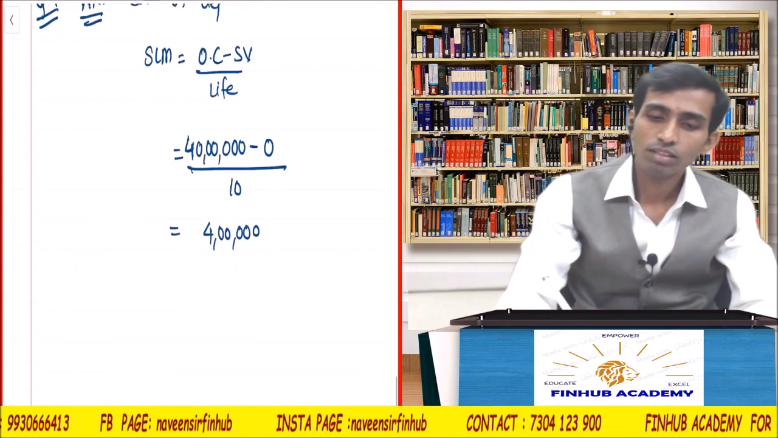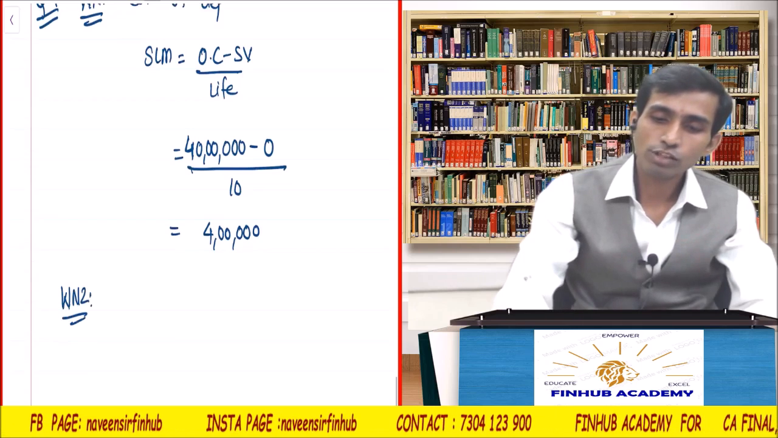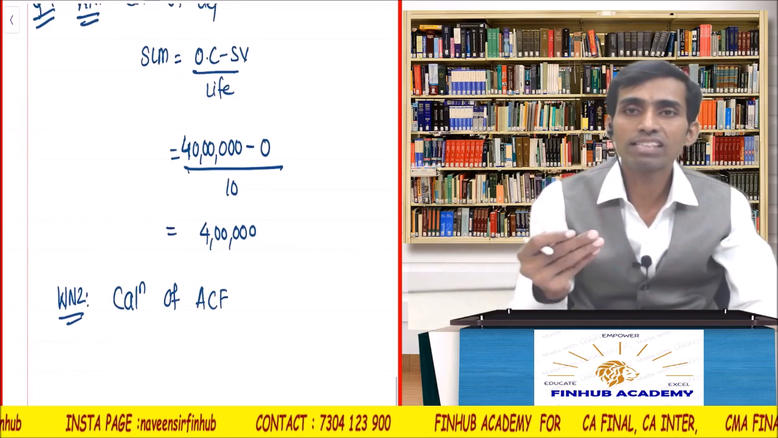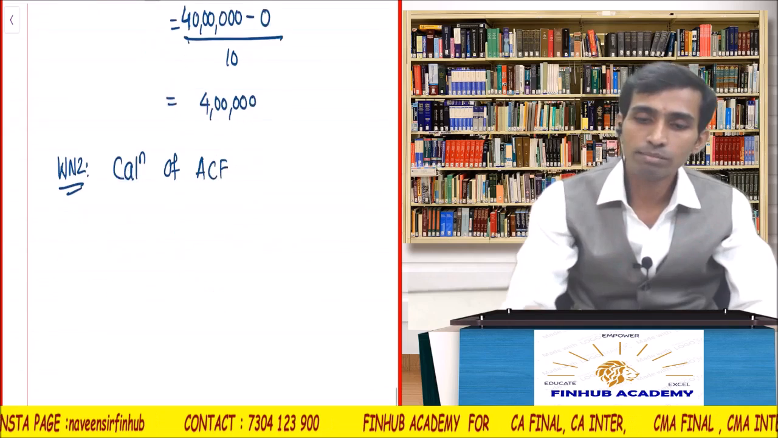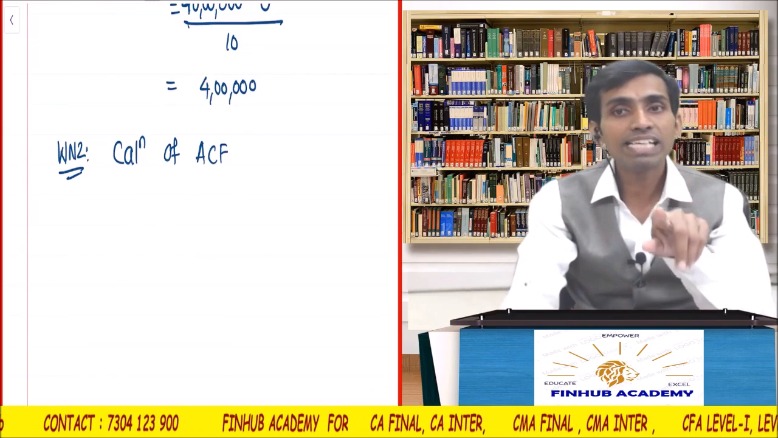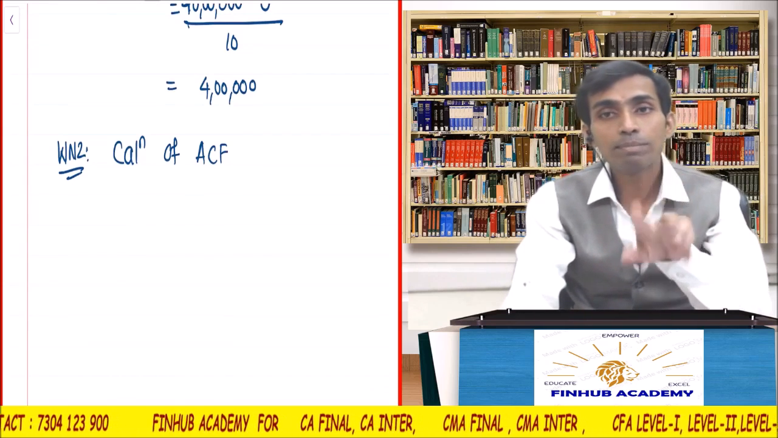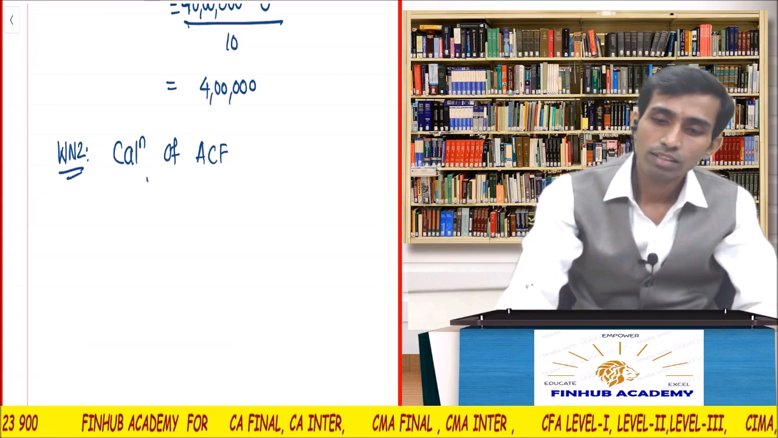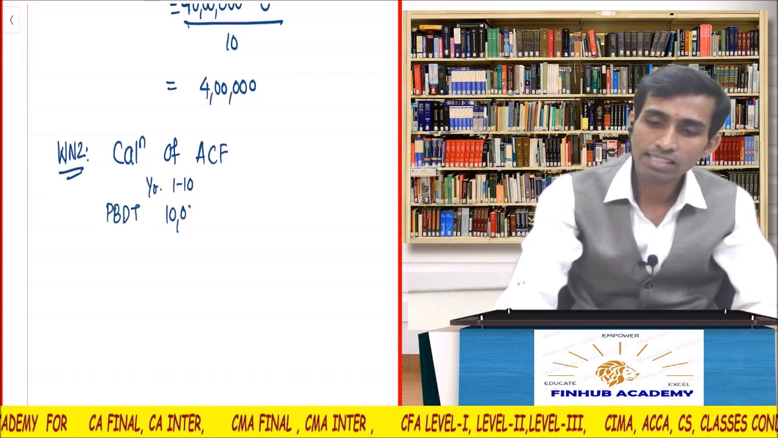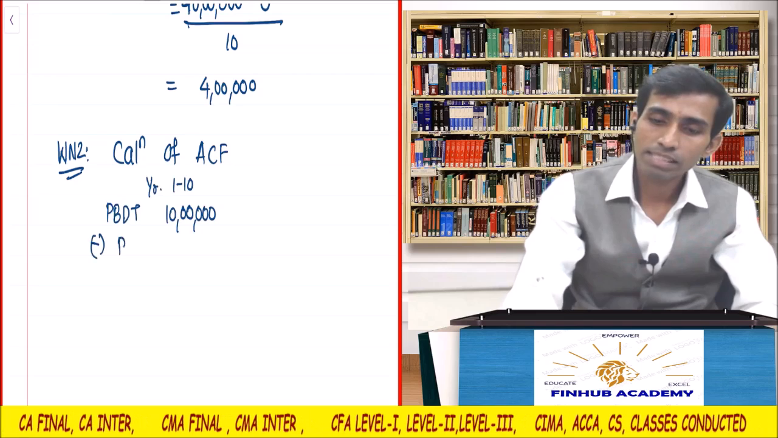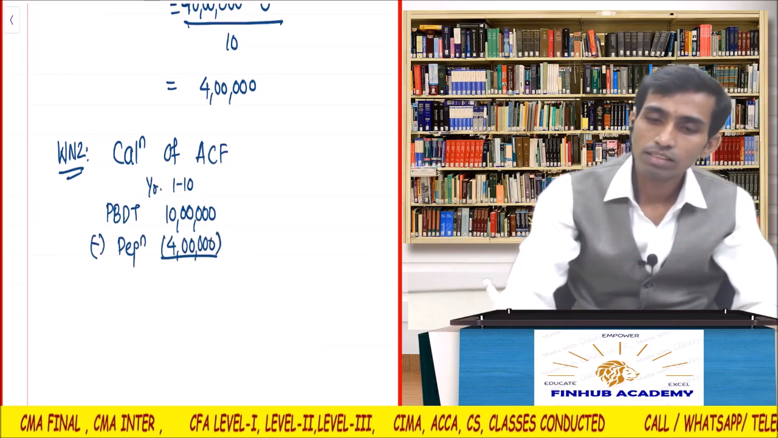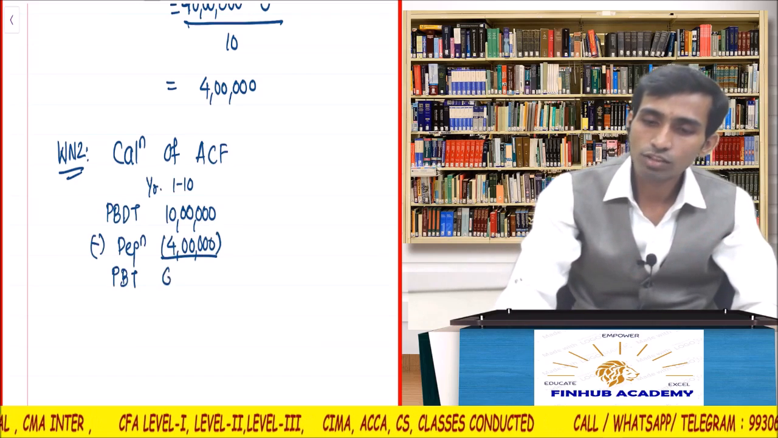Correct? Working note number 2, calculation of annual cash flow, because I want annual cash flow. See how I am solving. When you solve like this, the examiner comes to know that you are confident about the sum. Go stepwise. Every year the PBDT is same, every year the depreciation is same. So vertical method, year 1 to 10. PBDT is 10 lakhs, minus depreciation 4 lakhs. PBT is 6 lakhs. Good.